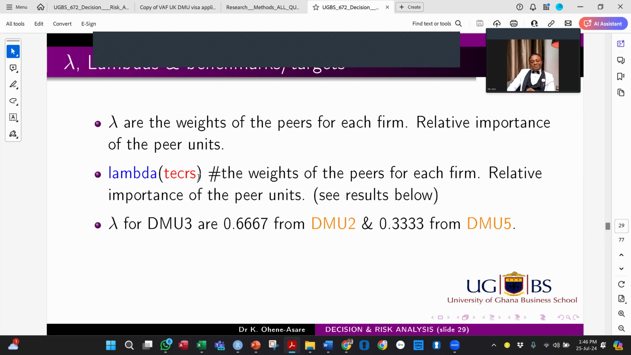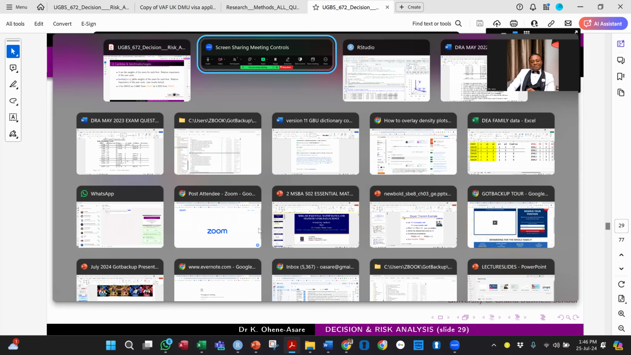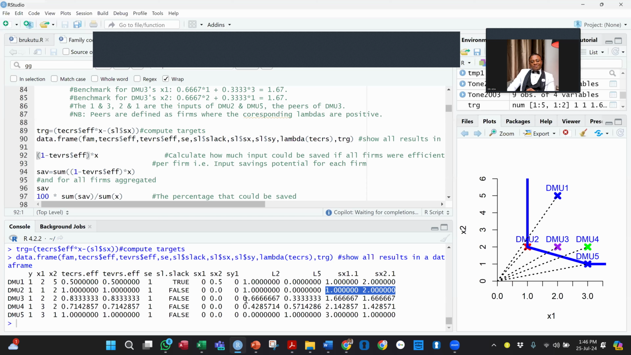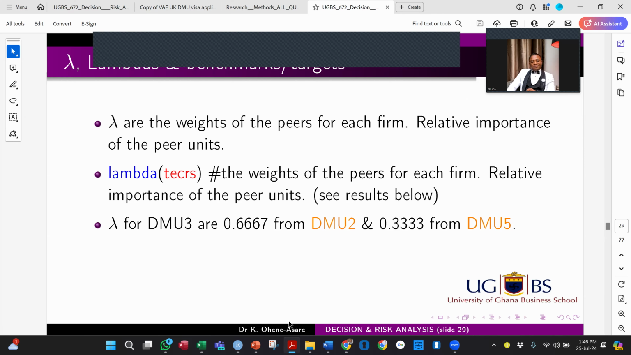This is very important. This is the last thing I'm doing for today. If you check DMU3, the lambda for DMU3 is 0.6667. Let's go to the result and see. This is it here. 0.66667. That's it. That's a lambda for DMU3. Remember, we're going to use this to calculate the target too.